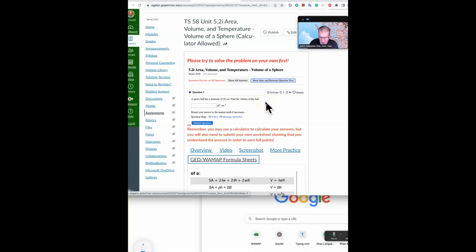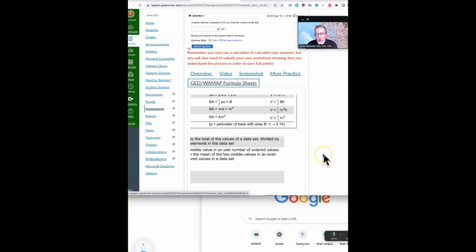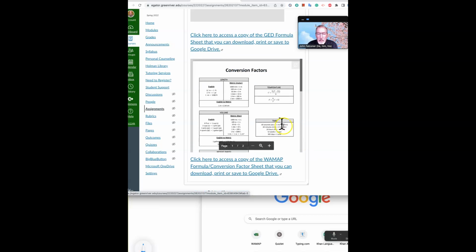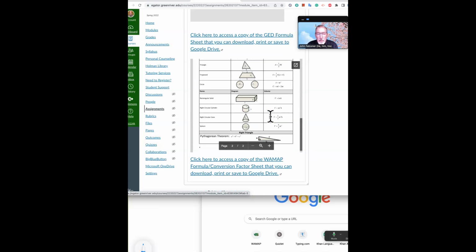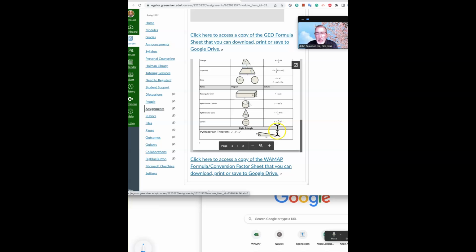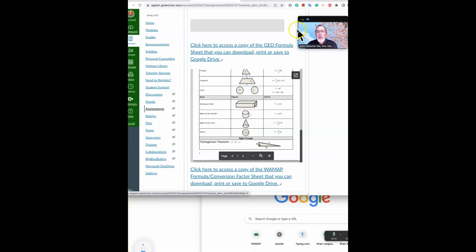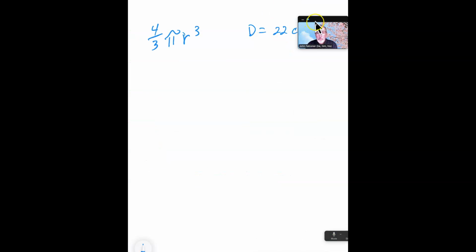So D is equal to 22 cm. If you're not doing the GED, this is the WAMAP formula sheet, and for a sphere, it's also just 4/3 pi r cubed. All right, so 4/3 pi r cubed, where D is 22 centimeters.